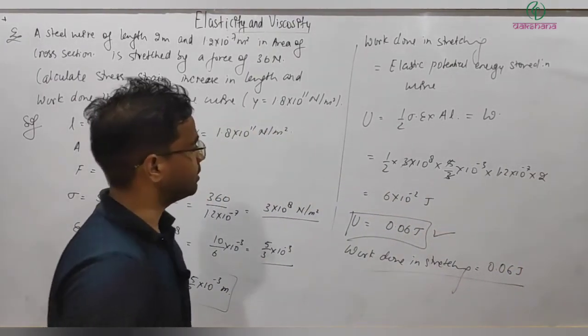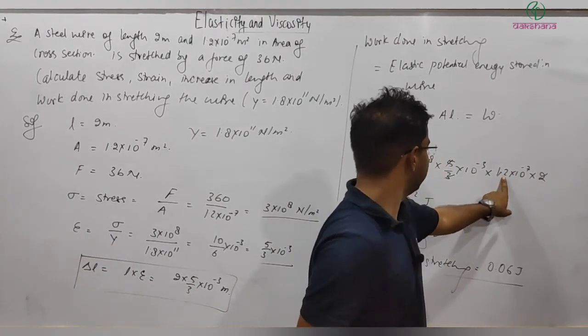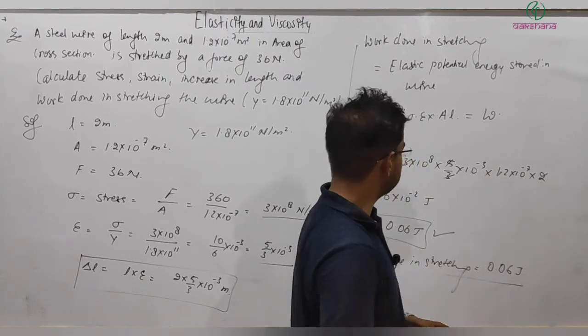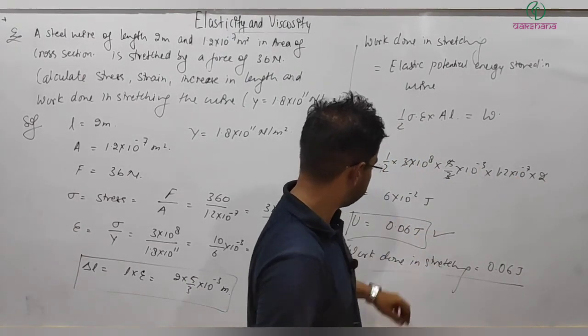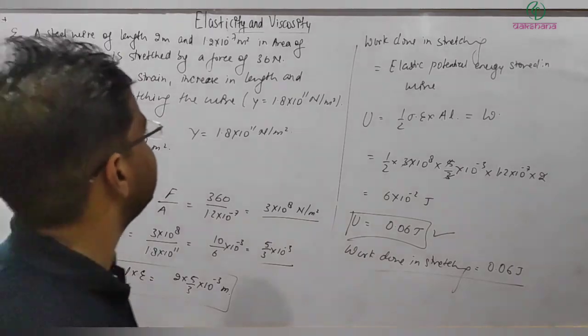Let me just check the calculation. The 3 gets cancelled, 5 into 2, then it's 6, and the power is 10⁻². Yes, it should be. So this is the answer to the problem, and this is all about basically elasticity.